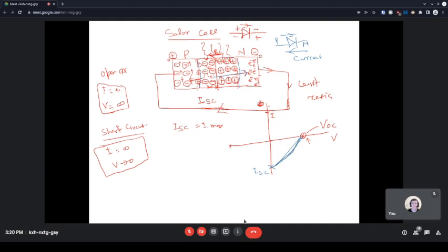Sir, excuse me, sir. Tell me. But sir, in the external circuit, the current is flowing from N to P, no, sir? First, Vinod is speaking. What are you asking? Sir, I am saying in the external circuit, current is flowing from N to P, no? That's why I am saying ISC will be positive.